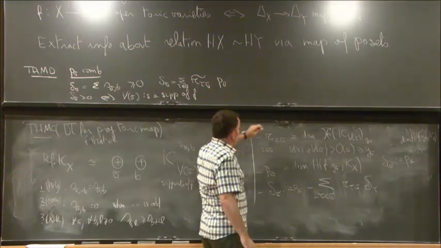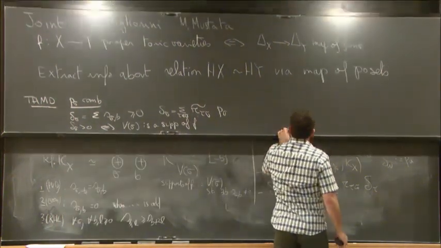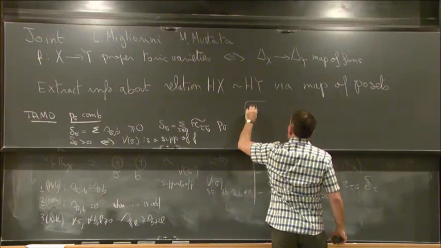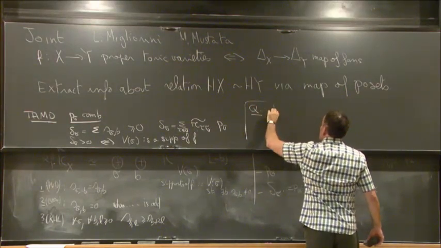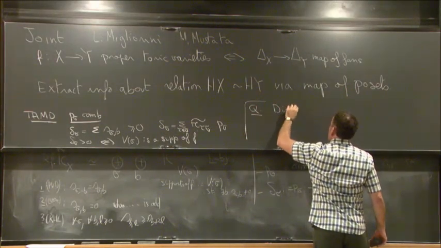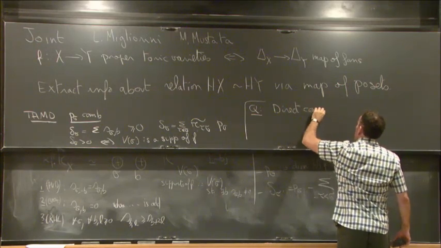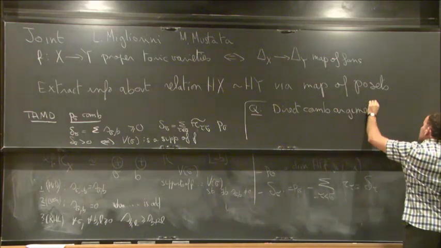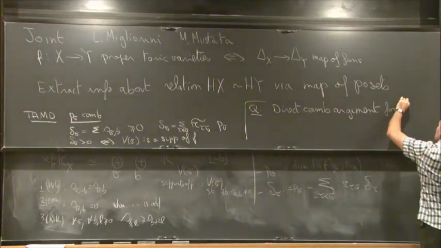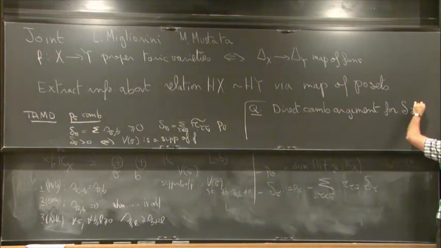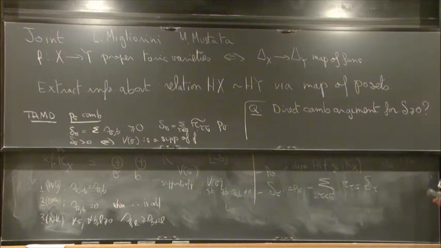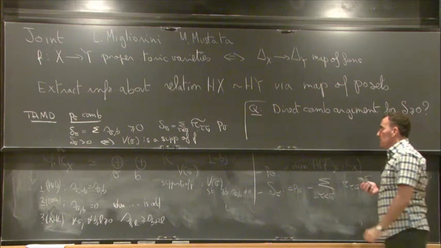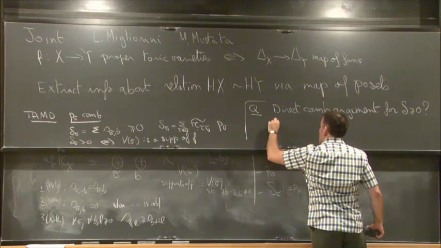Okay, so now let me conclude with a question. I would like to know if there is a direct combinatorial argument for the semi-positivity of delta, because we use the decomposition theorem here. So in dimension 3, there is a nice answer, but we don't know beyond that.